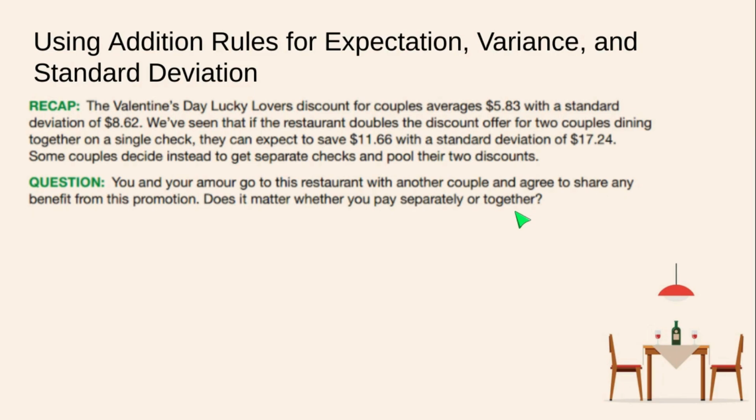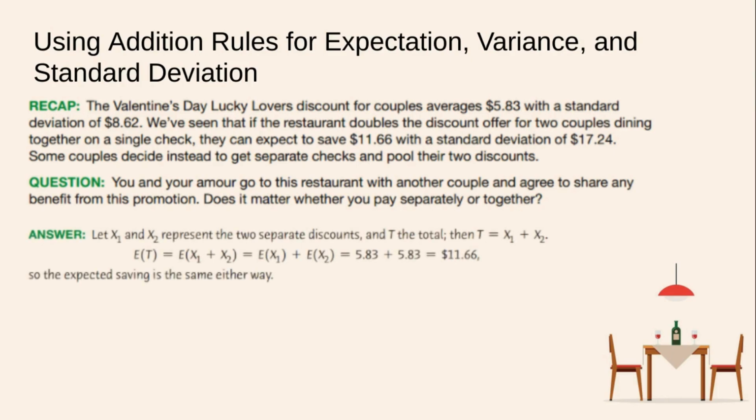Well, let's find out. We need to consider that if we're paying separately, we have 2 random variables in play. Those 2 random variables follow the same rules, but we can't just double the same random variable. We need to consider each check as a distinct random variable. So it's not that we're multiplying a random variable by 2. We are actually working with a sum of random variables because we are summing 2 distinct discounts that follow the same rules, but they are different discounts.